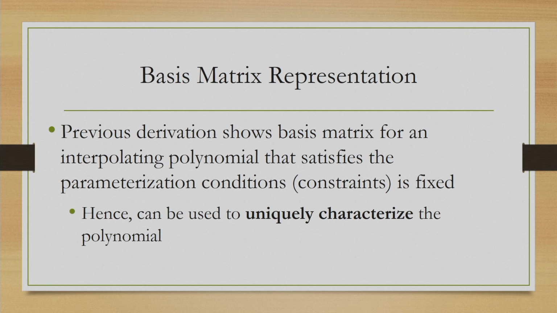Now, one thing we have to note here is that the basis matrix for an interpolating polynomial that satisfies the parameterization conditions is fixed. In other words, the basis matrix uniquely characterizes the polynomial. So, if we use the basis matrix B instead of the polynomial equation, then this is as good as representing the polynomial, because B is fixed for the particular polynomial.